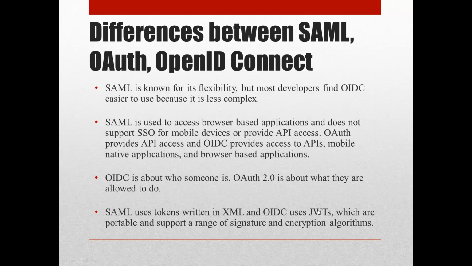Overall, I can simply say that SAML is for enterprise applications, OIDC is for consumer applications, and OAuth is for API authorization purposes. SAML provides the SAML assertion token. That is also a token, where the IDP is sending the SAML assertion to the SP. That is also a kind of token.